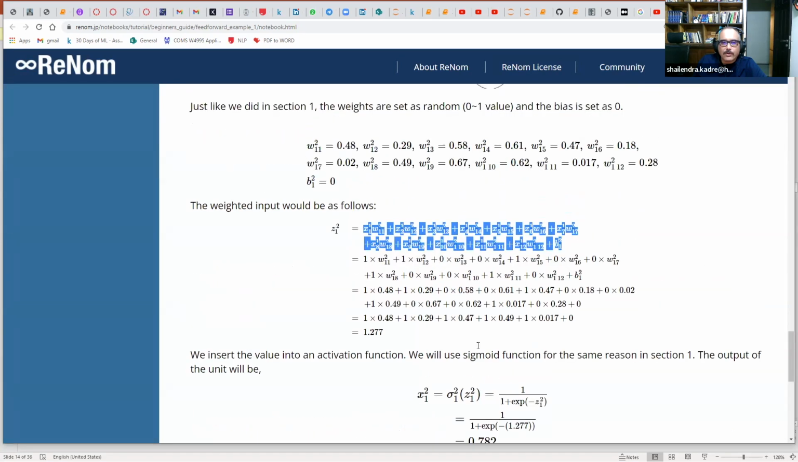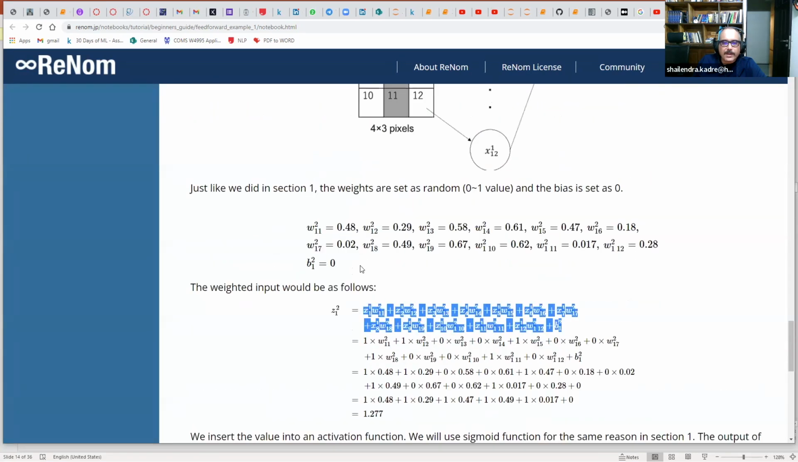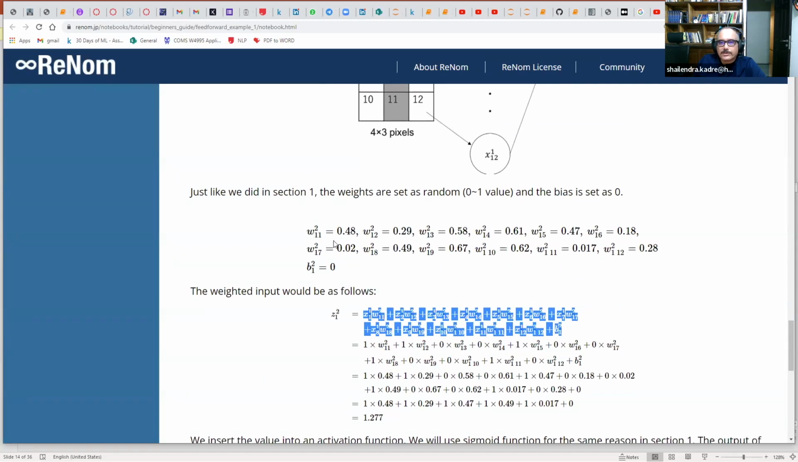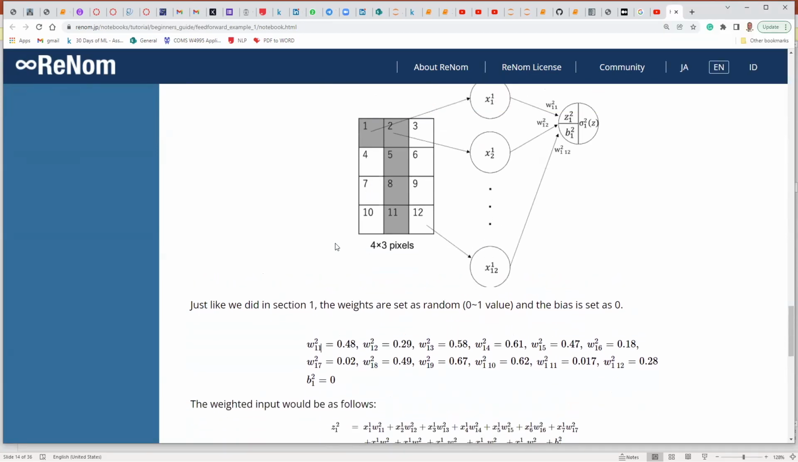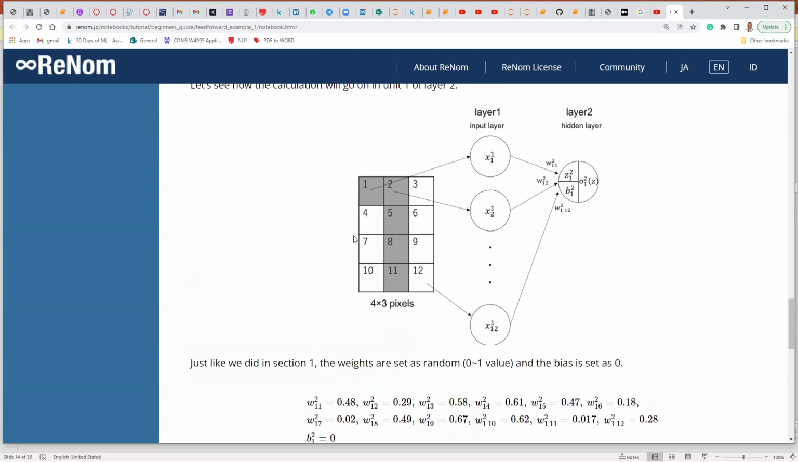Now I want to check one thing here. These 12 weights, how are we counting them as 12 weights? Anyone want to attempt it? So 12 pixels, so 12 weights for each neuron.